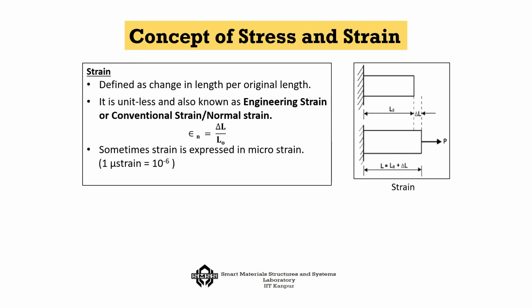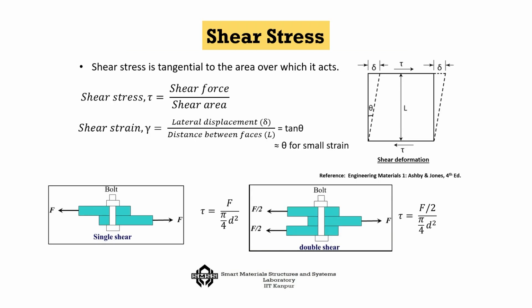And what is the strain then? Strain is simply the deformation, and we always measure it as change in length over the original length. That is delta L over L, and this is also known as engineering strain, conventional strain or normal strain. Strain is dimensionless, and we generally refer to it in terms of micro strain, which means a value of 10 to the power minus 6. So, that is the stress and the strain concept.